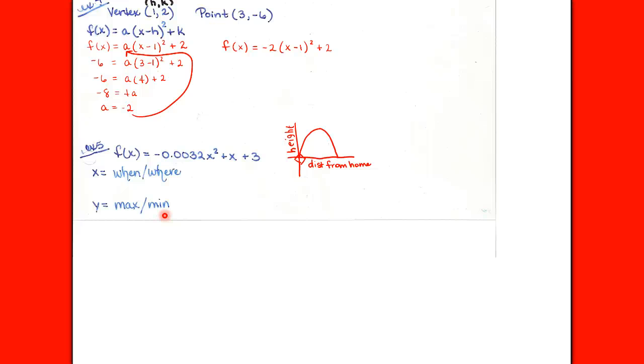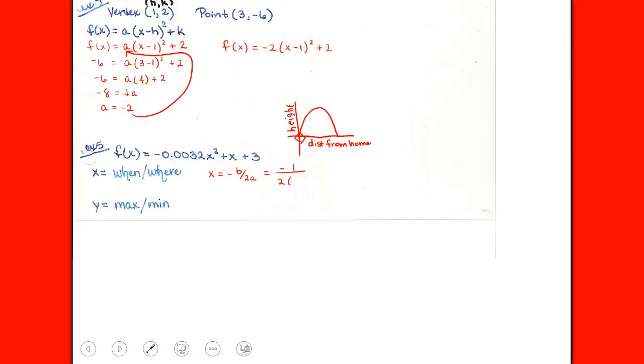Do you want to complete the square? Not looking like a whole lot of fun with those decimals, right? So what's my other option for finding the vertex? Negative b over 2a. Perfect. So let's do that. So what's my b value? 1. What's my a value? That nasty decimal thing, right? So we can do negative b over 2 times a. And we'll throw that into our calculator, and we'll get 156.25.